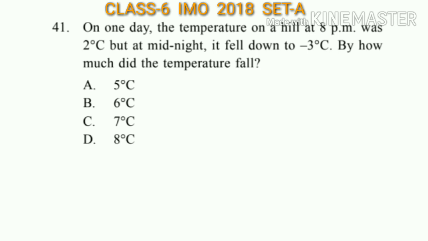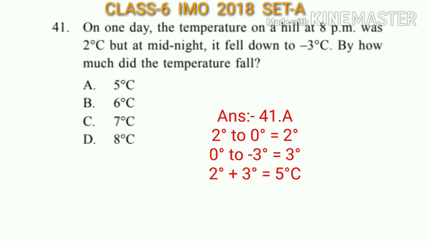It was 2 degrees centigrade at 8 pm. So from 2 degrees to 0 degrees is 2 degrees. Now from 0 degrees to minus 3 degrees, it will be 3 degrees. So 2 degrees plus 3 degrees is 5 degrees, which is option A.